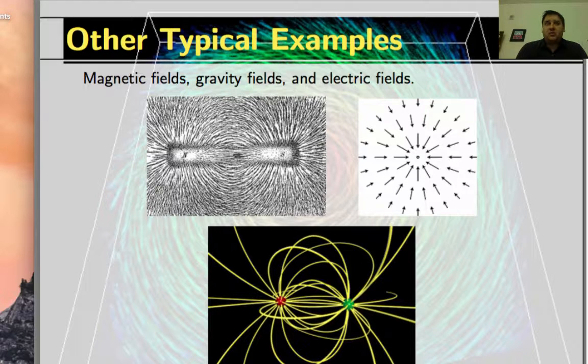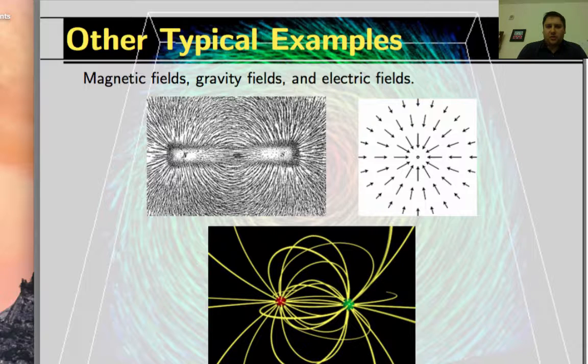Other typical examples of these things, again, why would we care, why am I doing this to you, why am I making things even more difficult than they've already been? Well, magnetic fields typically use vector fields to describe them, as do gravity fields and electric fields. I've got pictures of all these things here.